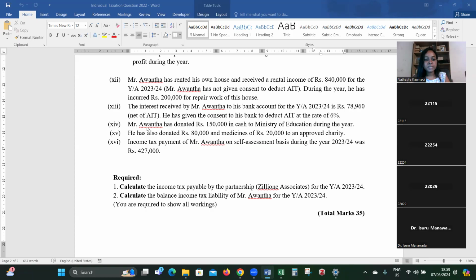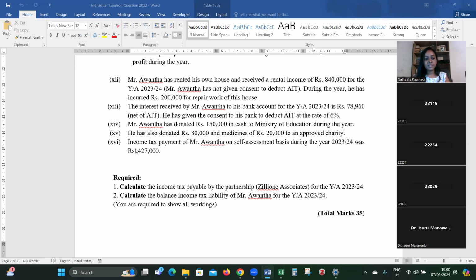And then the next point, Mr. Avantha has donated 150,000 rupees in cash to Ministry of Education during the year. So you need to know these donations come under qualifying payments. So we'll see how to adjust them. And of course, he has also donated 80,000 rupees and medicines of 20,000 to an approved charity. Again, donations to an approved charity. You can see in cash 80,000 and medicines worth of 20,000. So we need to see how to adjust qualifying payments.